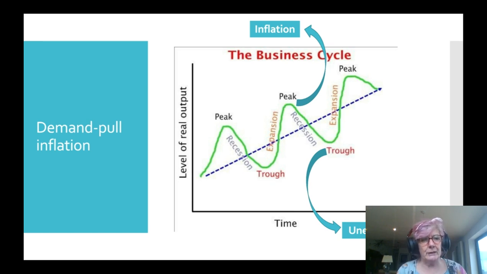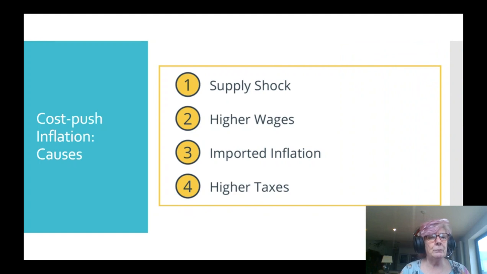So that's demand pull inflation. What about cost push inflation? What causes that? Well, I said that cost push inflation is all about supply, and it is. And it could be any one of these things that causes cost push inflation. So we're going to take these one at a time. The first thing on the list there is supply shock. Well, what do we mean by that?